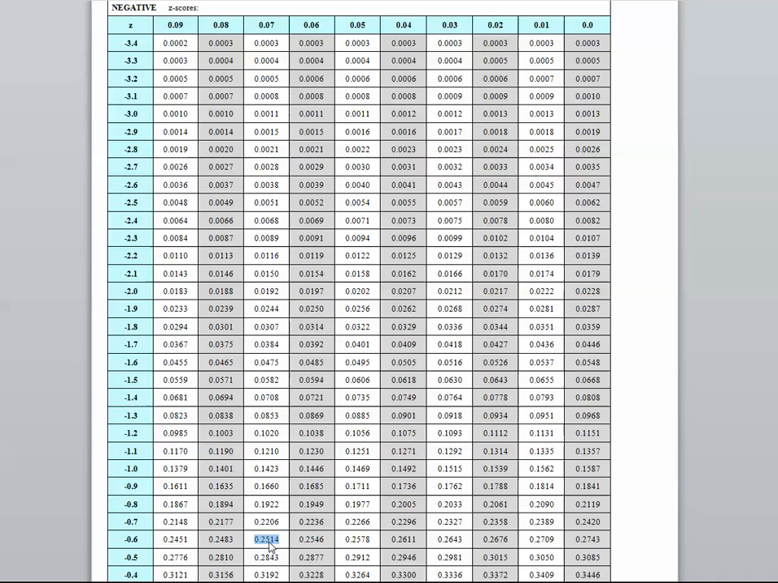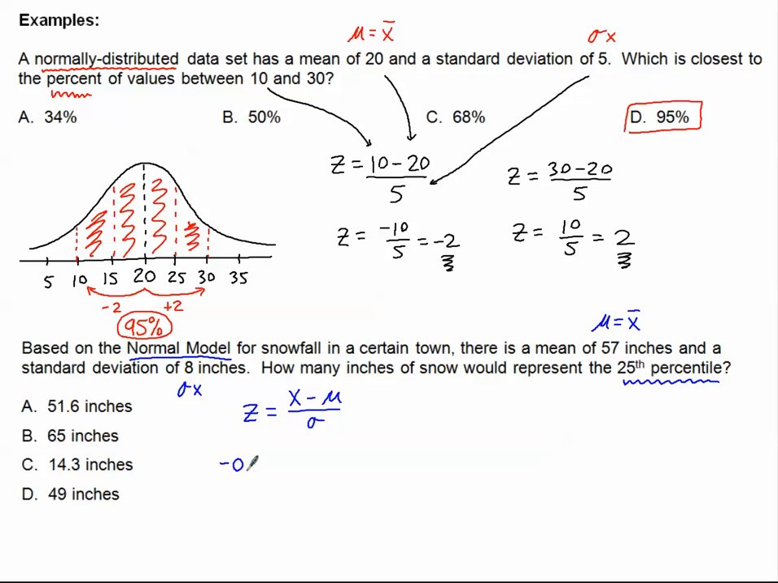Now I need to figure out the z-score for this cell, for this probability. Well, the z-score comes from the column over here and the row up at the top. So this cell has a z-score of negative 0.6 and then 7. So that's my z-score, negative 0.67. And now I'm finished with my table. I still don't know my data point. That's what I'm going to be finding. My mu was 57 from my problem, and my sigma was 8 from my problem. So now I'm just missing x.